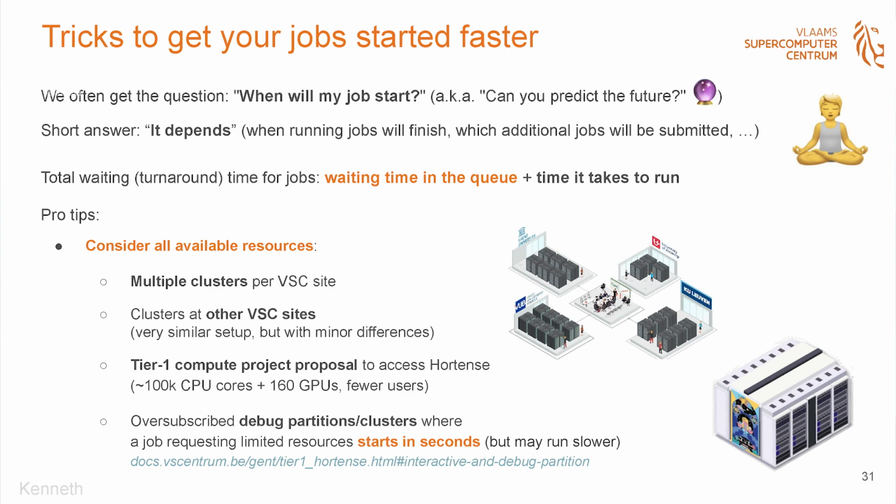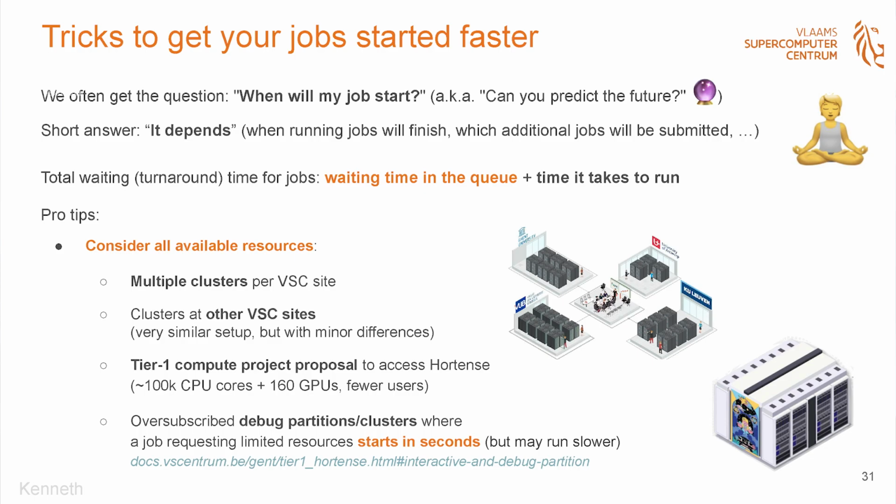Look at the clusters of the other VSC sites. With your VSC account, you can actually get access to all the VSC resources, at least tier 2. Maybe you want to consider submitting a tier 1 proposal if you're doing really big stuff. That definitely makes sense. There's more resources. There's also fewer users there, so the queues are typically shorter. And there's, as Alex already mentioned, very often also an interactive and debug partition where your job starts straight away, but with a very limited amount of resources.